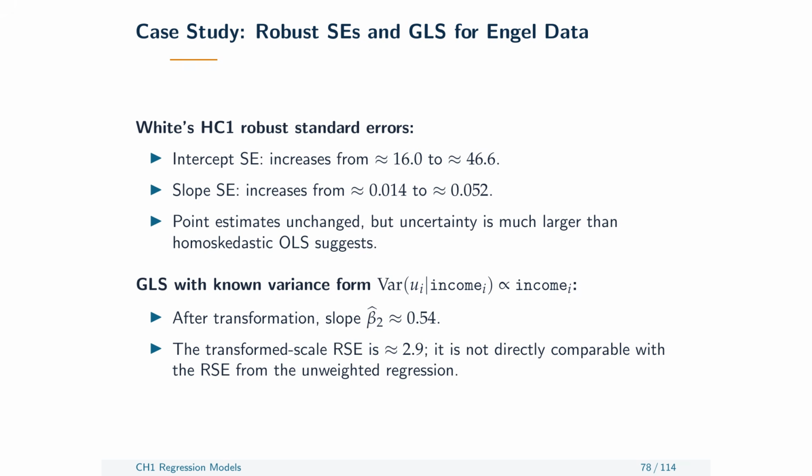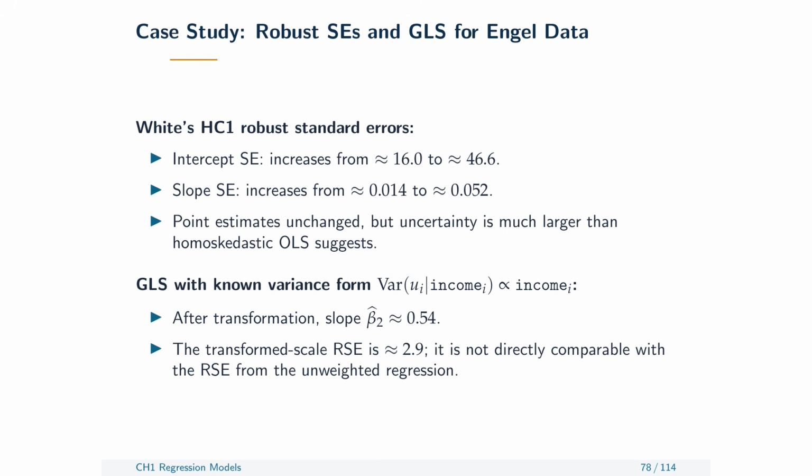The HC1 robust standard error for the intercept rises from about 16 to about 46.6. The slope standard error rises from about 0.014 to about 0.052. The point estimates do not move, but the uncertainty is much larger than conventional OLS suggests.